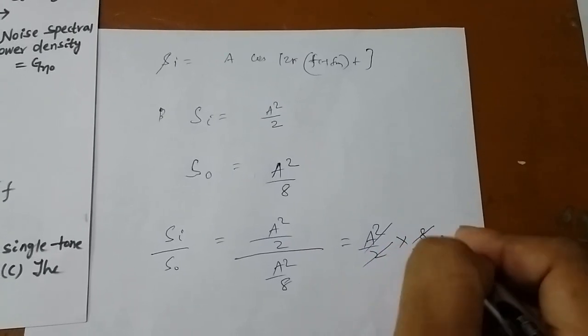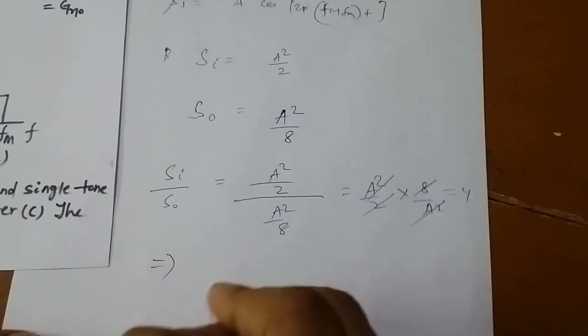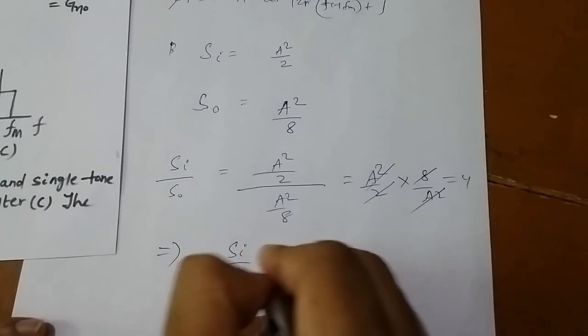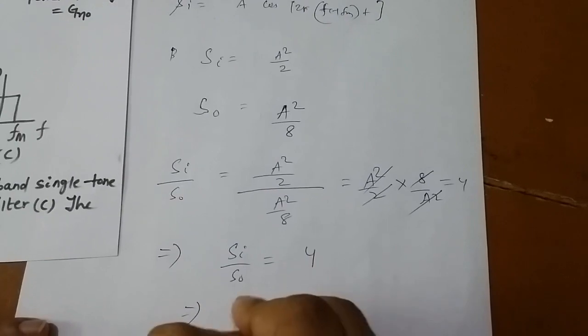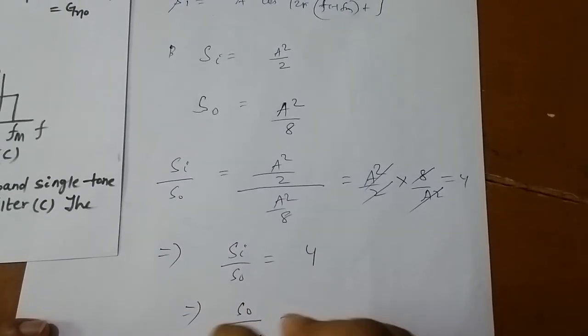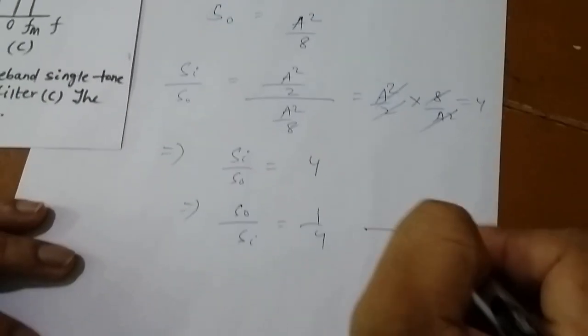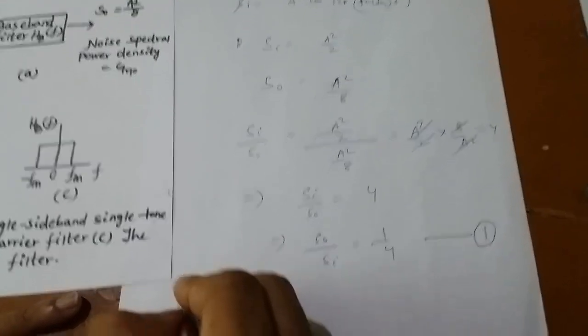So A square cancels, this is 4. So now we can say Si by S0 equal to 4, or S0 by Si equal to 1 by 4. Let's say this is equation 1.